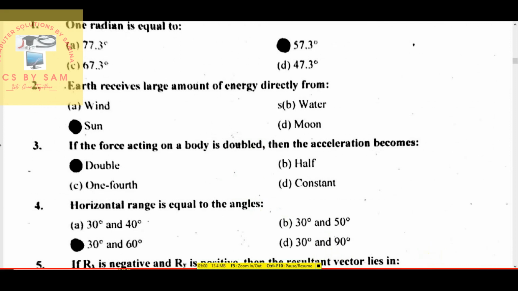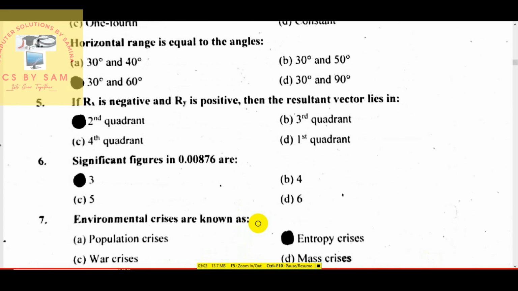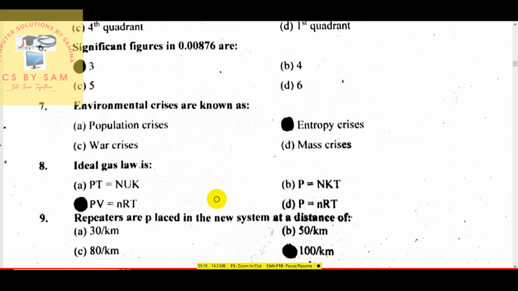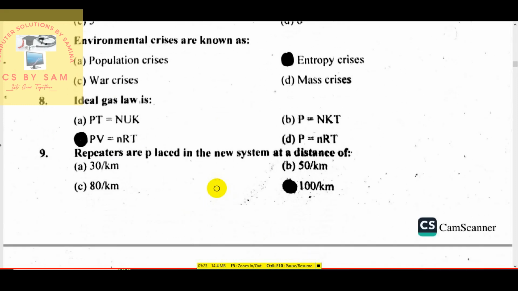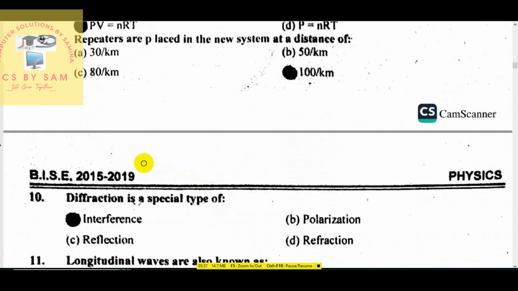Horizontal range is equal for the angles 30 and 60. If Rx is negative and Ry is positive, then the resultant vector lies in the second quadrant. Significant figures in 0.00876 are 3. Environmental crises are known as entropy crisis. Ideal gas law is PV is equal to nRT. Repeaters are placed in the fiber system at the distance of 100 per kilometer.